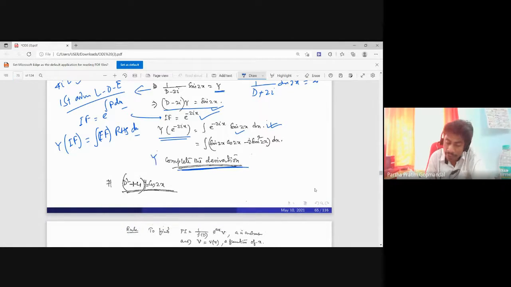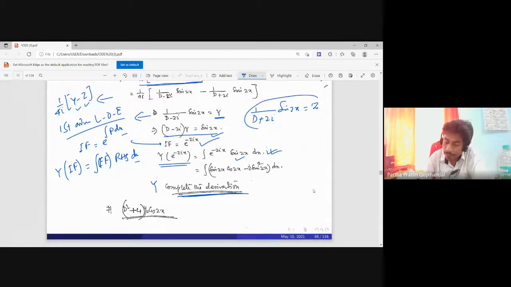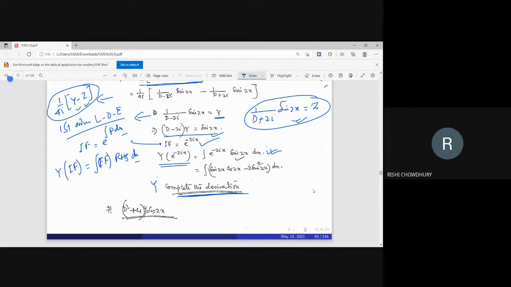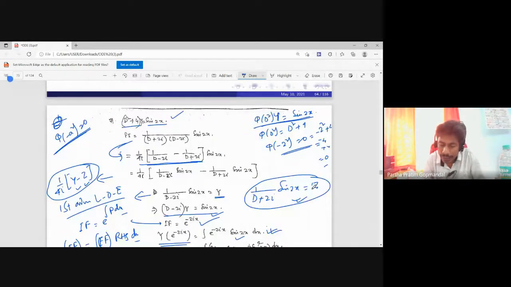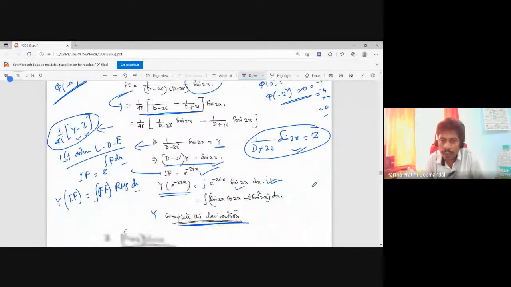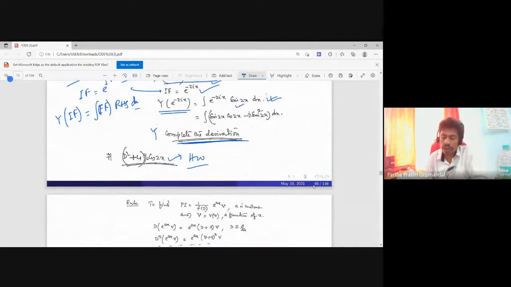First find y, then find z. Once you can find y and z, you can do that, right? Okay, great. And similarly, you work on this problem also. This is your homework. Only the right hand side function was considered as sine 2x; here I have considered cosine 2x.